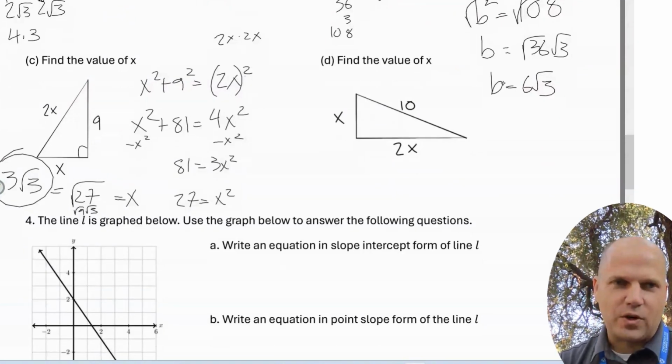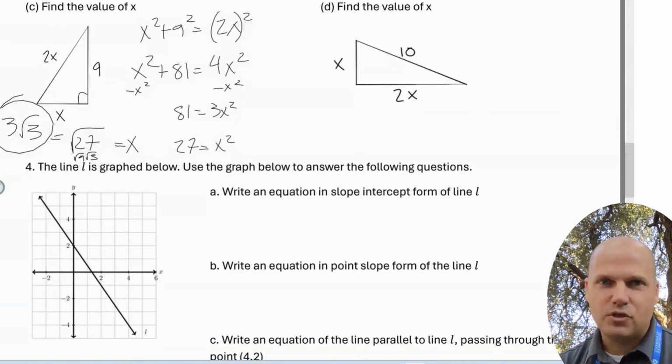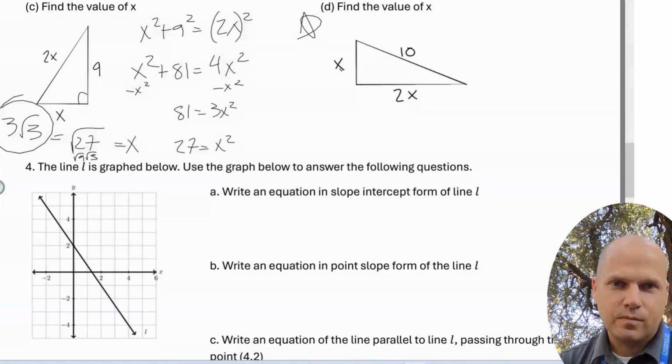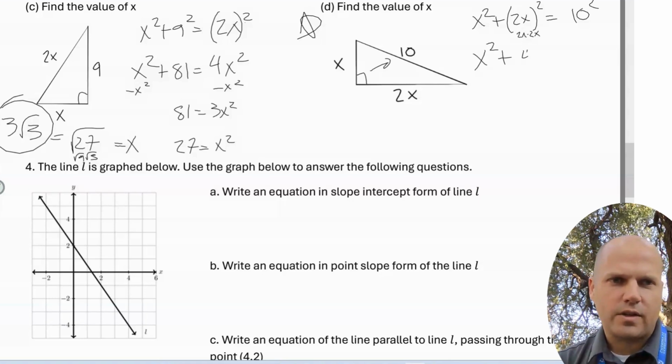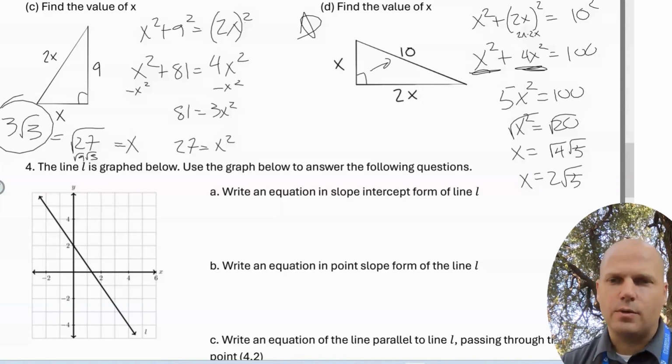You will need to do this for your quiz. Try another one. Try this one if you didn't try the previous one. This is the hypotenuse, so a squared plus b squared equals c squared. 2x times 2x is 4x squared. X squared plus 4x squared is 5x squared. If you didn't understand it, do it again.